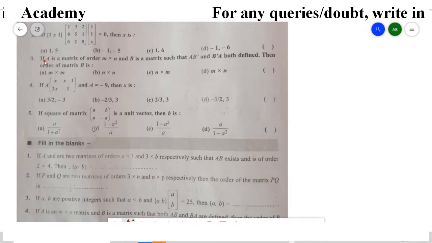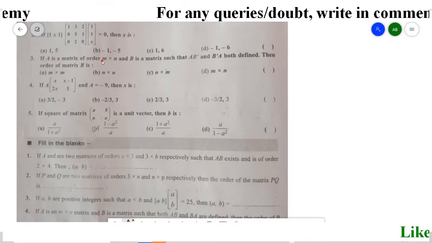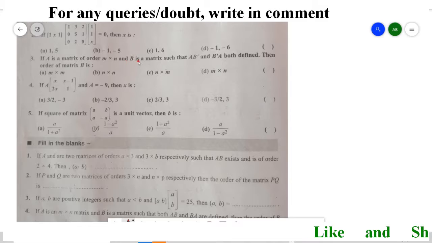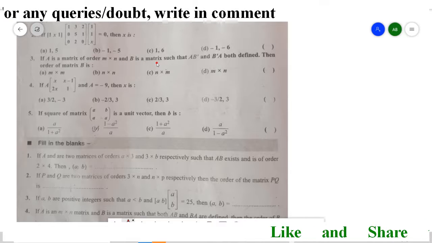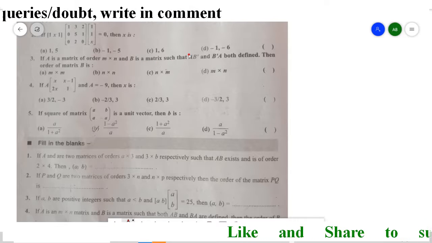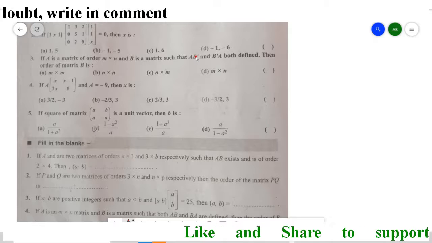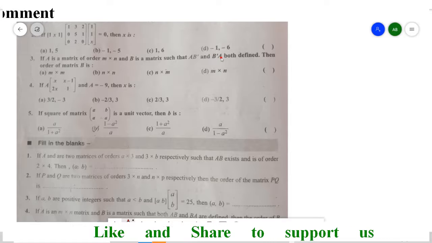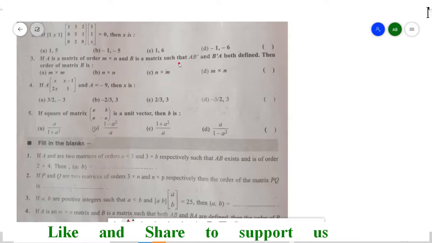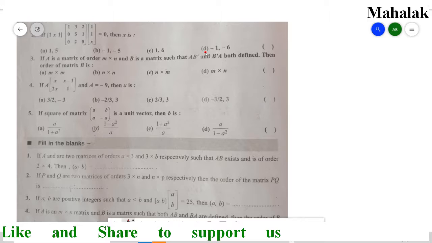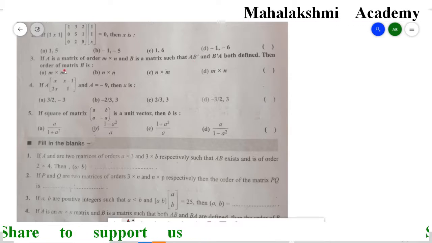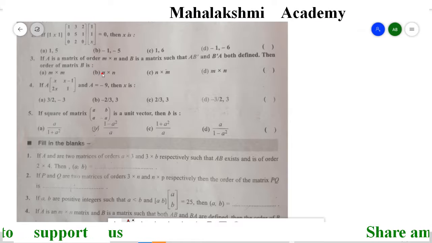So in this given matrix A, the number of rows is m and the number of columns is n, and B is some other matrix such that A multiplied by B complement and B complement multiplied by A are both defined. Both matrix products can be done, they can be multiplied. Then we have to find out the order of matrix B.